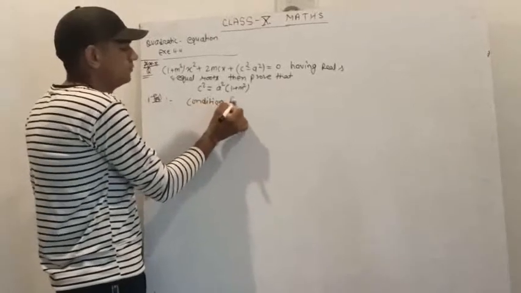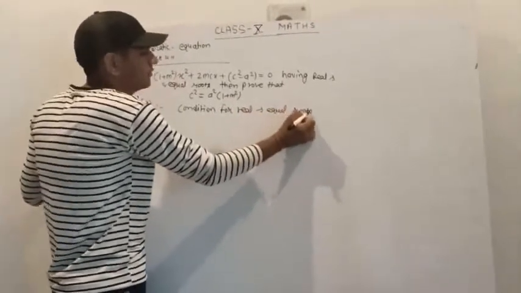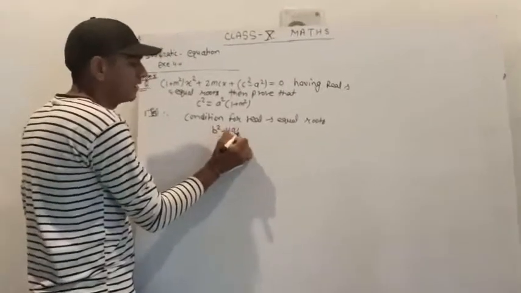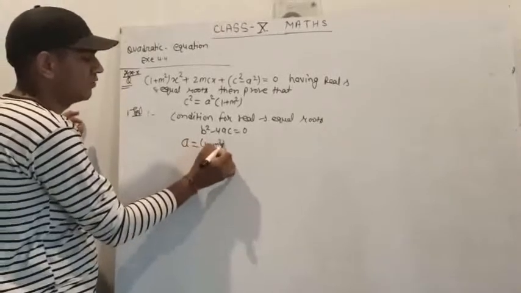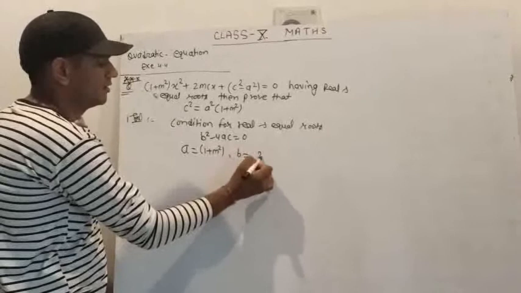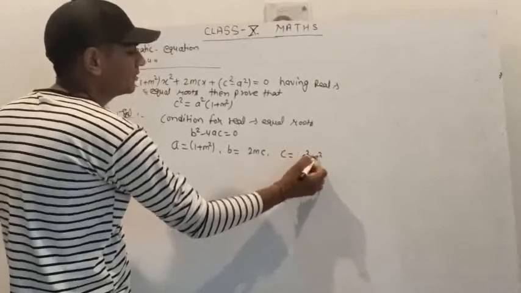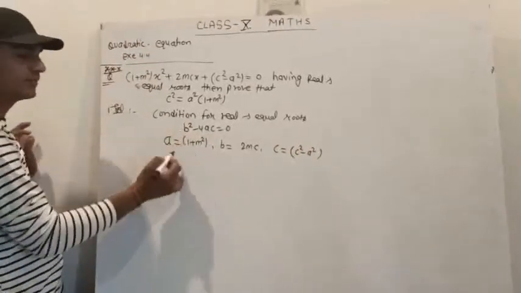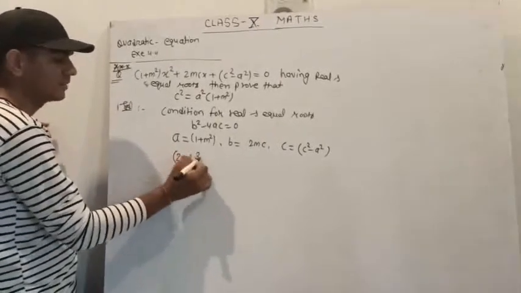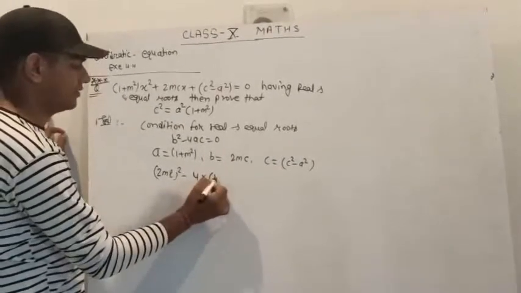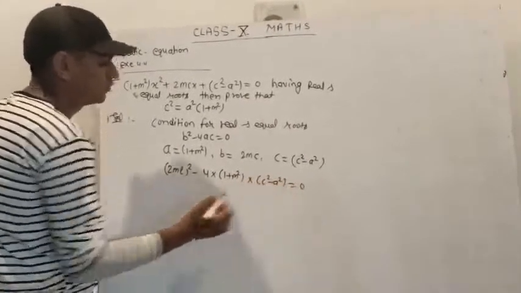Now condition for real and equal roots. So condition for real and equal roots, b square minus 4ac is equals to 0. So firstly we will find out the value of a. What is the value of a? 1 plus m square. What is the value of b? 2mc. And what is the value of c? c square minus a square. Now we will substitute here the given condition. b square, 2mc whole square, minus 4 into a value which is 1 plus m square and c square minus a square equals to 0.